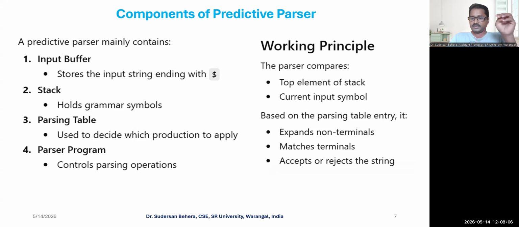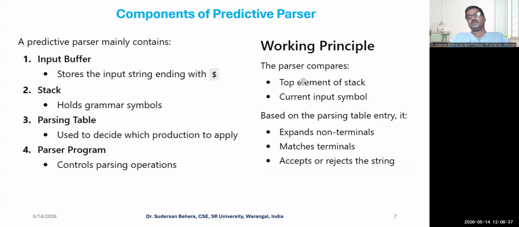A parsing table is nothing but a data structure used to decide which production to apply. That means it stores all the productions, and from the parsing table, whenever required, the parser picks a production and uses it. In that way, it does not have a chance to select a wrong production. And it has a program called the parsing program, which controls the parsing operations.